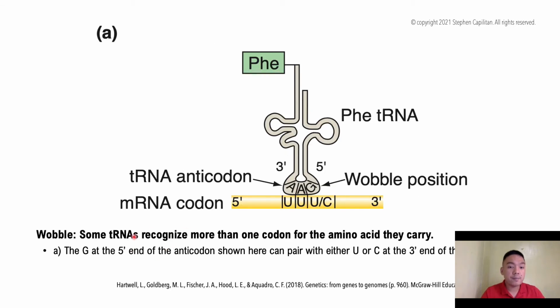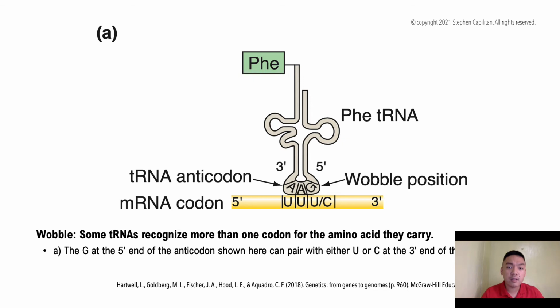This is the G at the 5' end of your anticodon, showing that it could pair with either U or C. This is your 5' anticodon, and in this mRNA codon, the wobbles follow a specific rule, according to certain scientists who discovered the wobble. The G part of your anticodon 5' end can pair with either U or C in the 3' end of your mRNA codon.